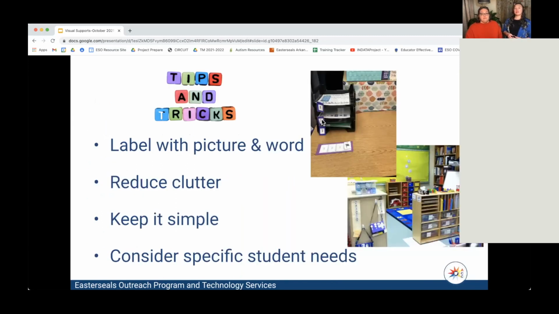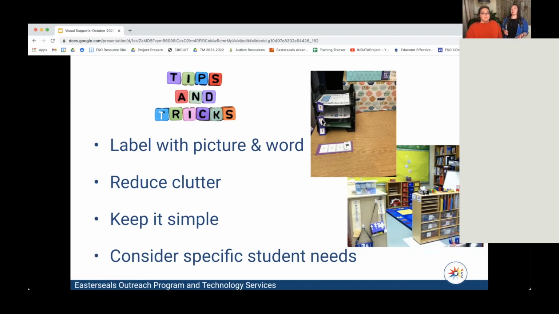Absolutely. So then one important thing, these are some tips and tricks. One important thing is to label the picture with the picture and the word, not just the picture. Even if our students aren't readers yet, we're going with the presumption that someday they will be, and we want to provide them that text also. And then reduce the clutter. Whatever we're doing in our classroom, we want to be sure that we're reducing the clutter and we don't have too much for them to visually sort out. We want to keep it simple. So whatever visual strategies we're using, we're going to try to keep it as simple as possible so that we're not being confusing with the things we're asking them to do.